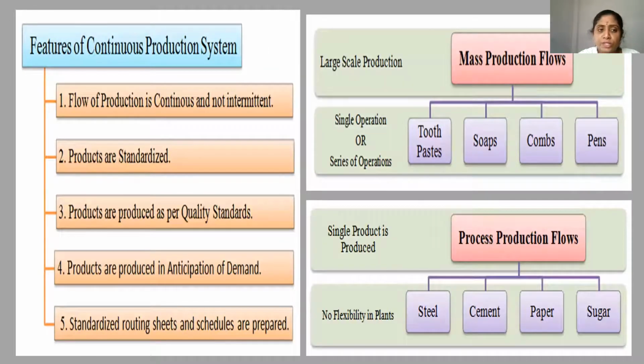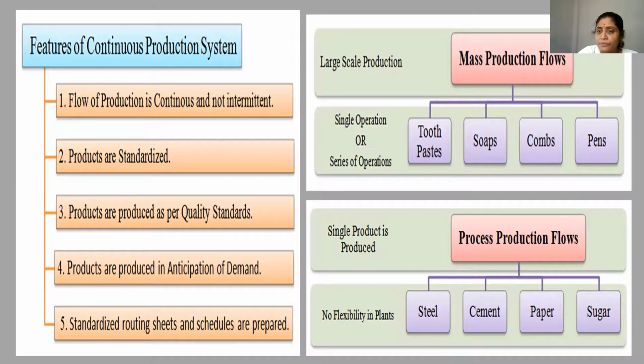Next one is the continuous production system. Here the flow of production is continuous. Products are standardized. Products are produced as per quality standards. Products are produced in anticipation of demand. Standardized routing sheets and schedules are prepared. Mass production flow: a single operation can be handled and large scale production can be done. Examples are toothpaste, soaps, combs.